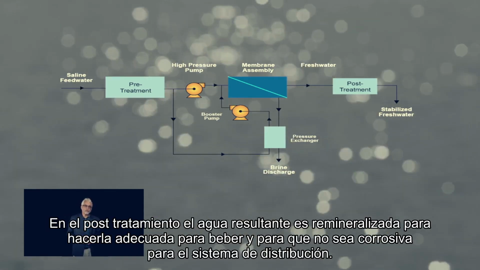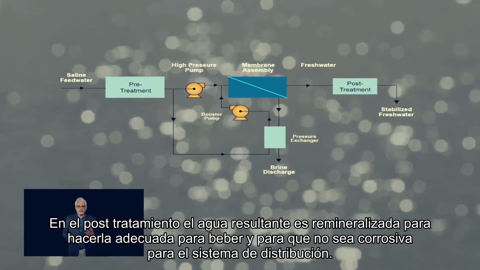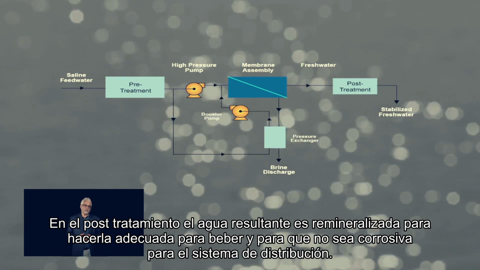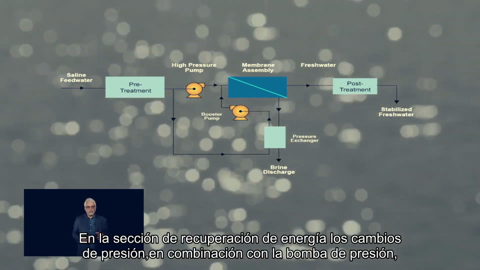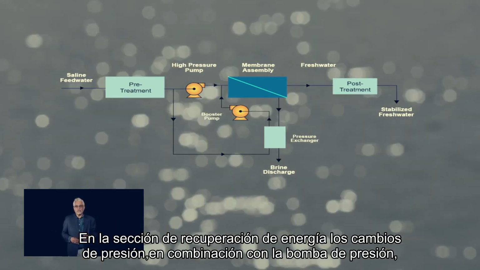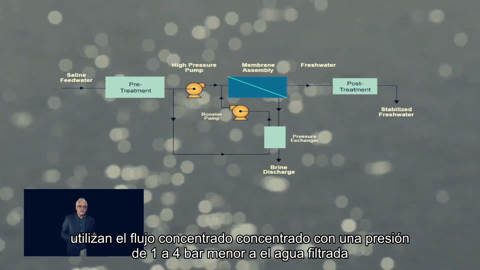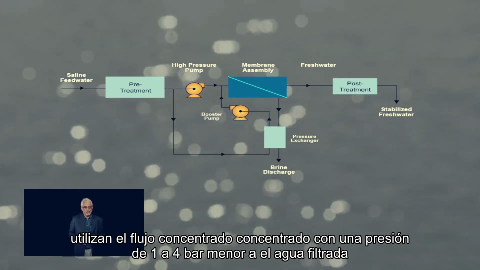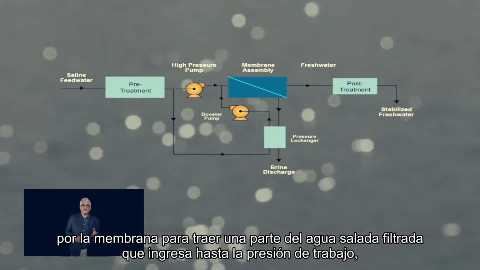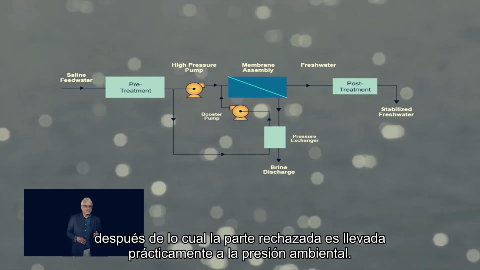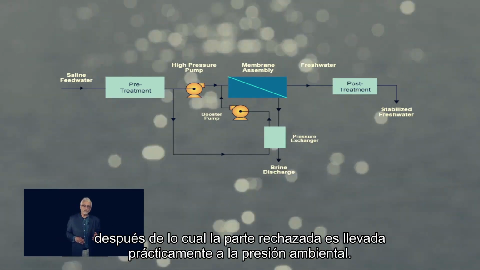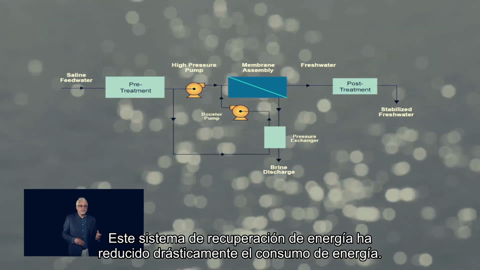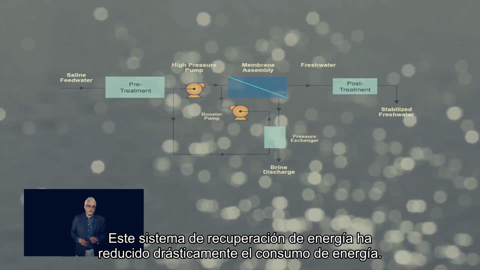In the post-treatment, the product water is remineralized to make it suitable for drinking and to make it non-corrosive for the water distribution system. In the energy recovery section, the pressure exchanger in combination with the booster pump uses the concentrate flow, with a pressure of 1 to 4 bar lower than the membrane feed water, to bring a part of the filtered seawater feed up to the working pressure, after which the concentrate is rejected at practically ambient pressure. This energy recovery system has drastically reduced the energy consumption of the seawater RO.